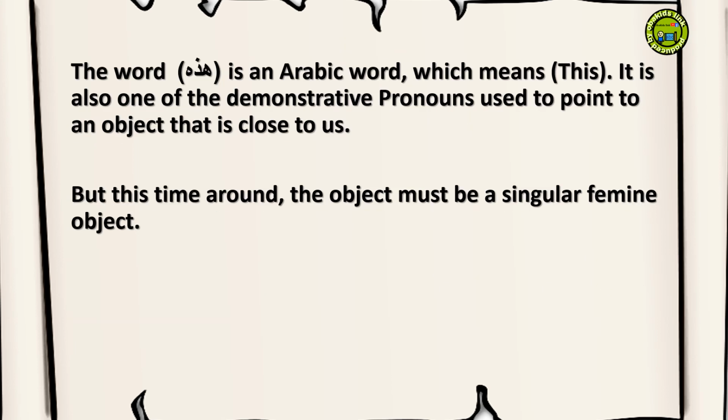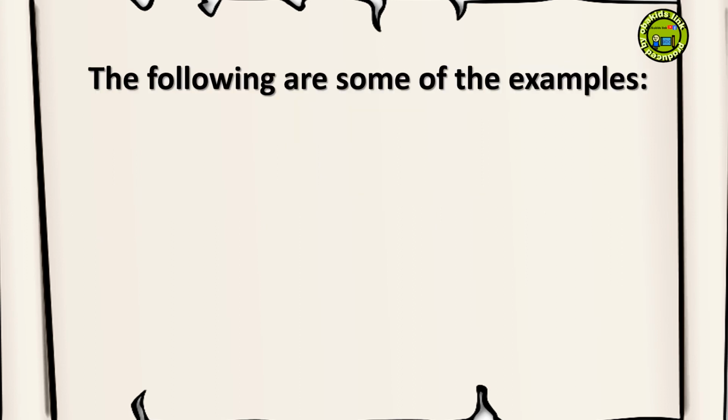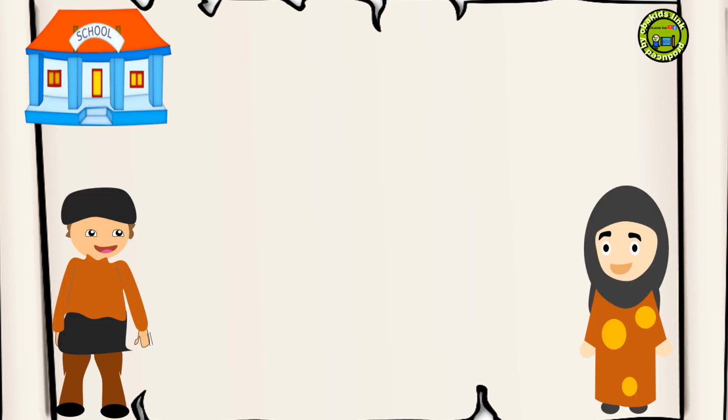The word hazihi is an Arabic word which means this. It is also one of the demonstrative pronouns used to point to an object that is close to us. But this time around, the object must be a singular feminine object. The following are some of the examples. In this case, this is hazihi. Hazihi means this.